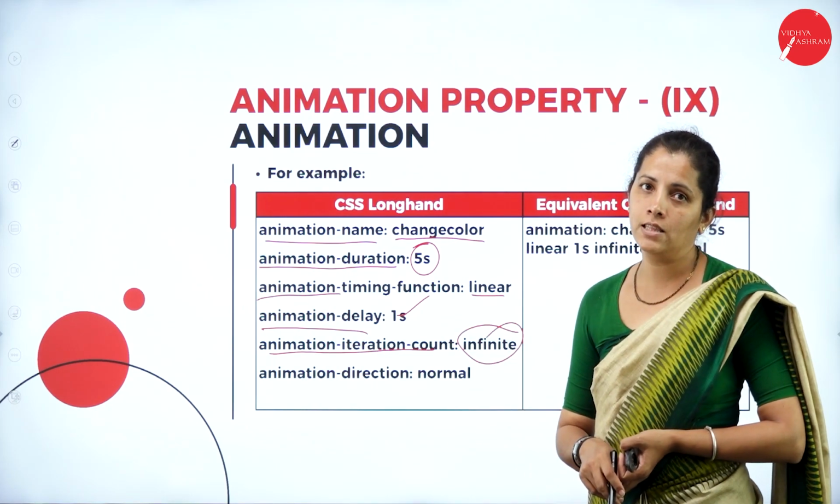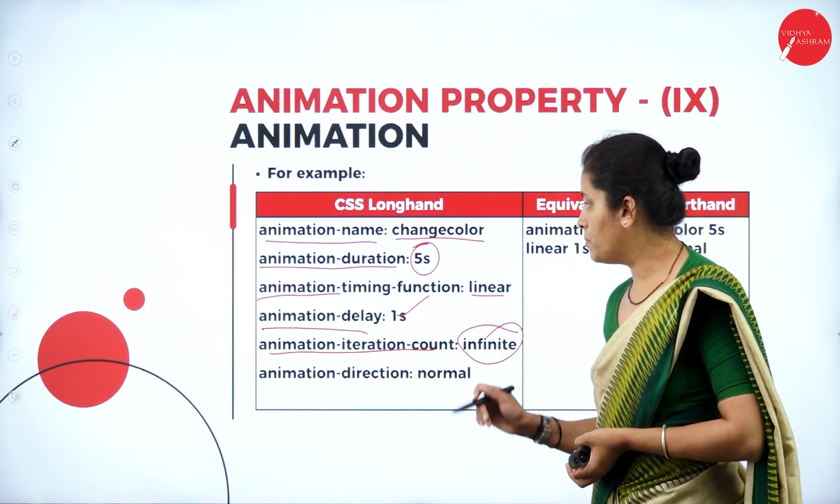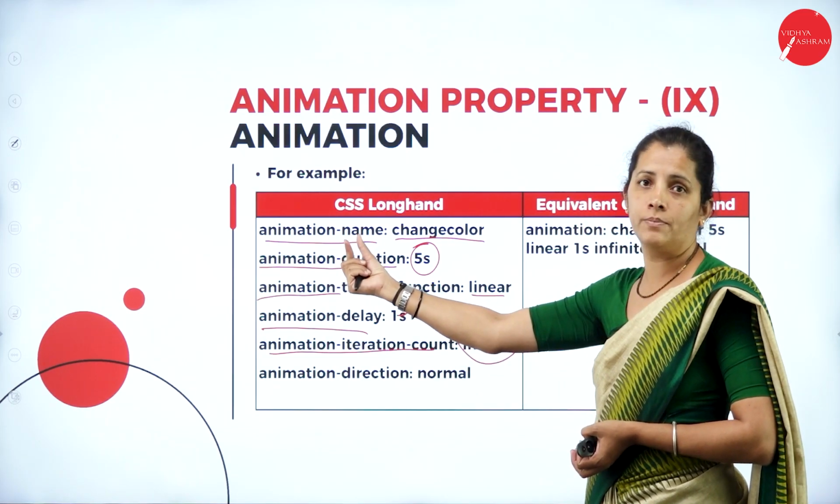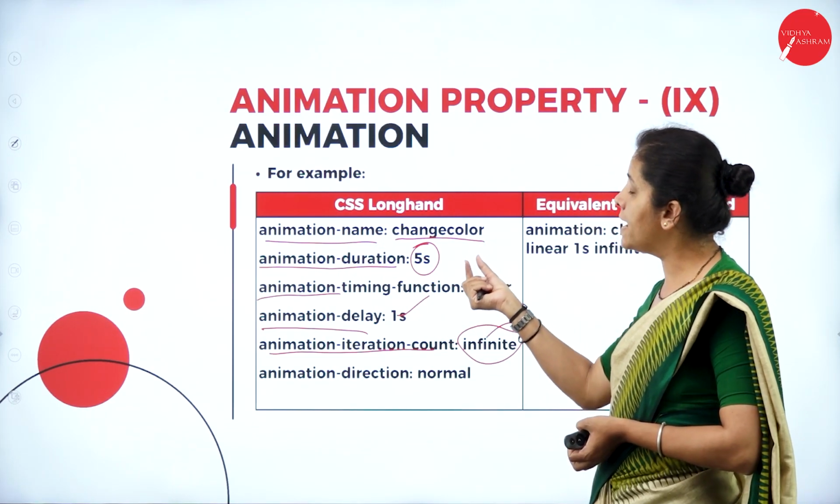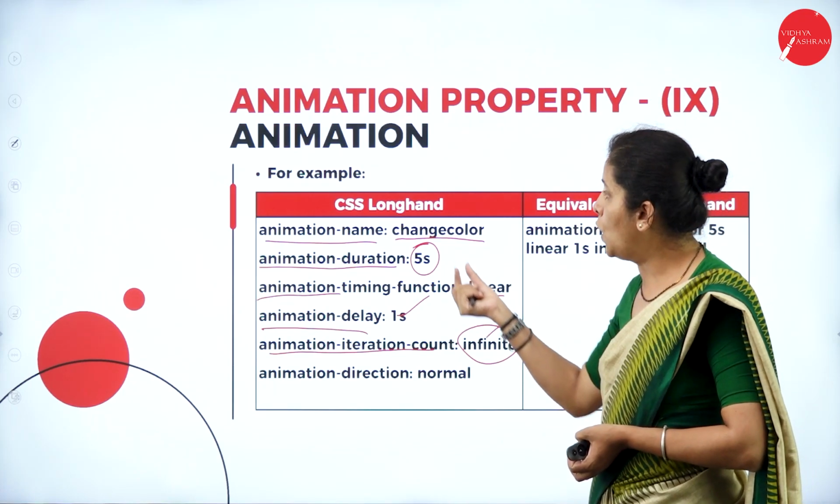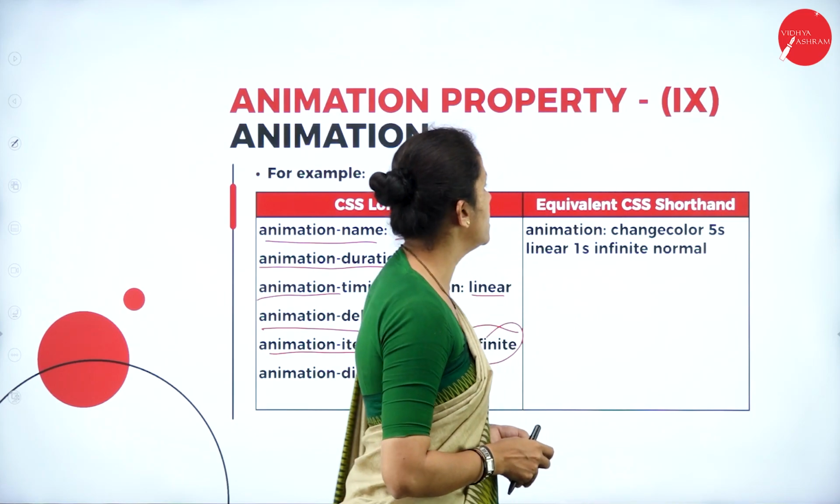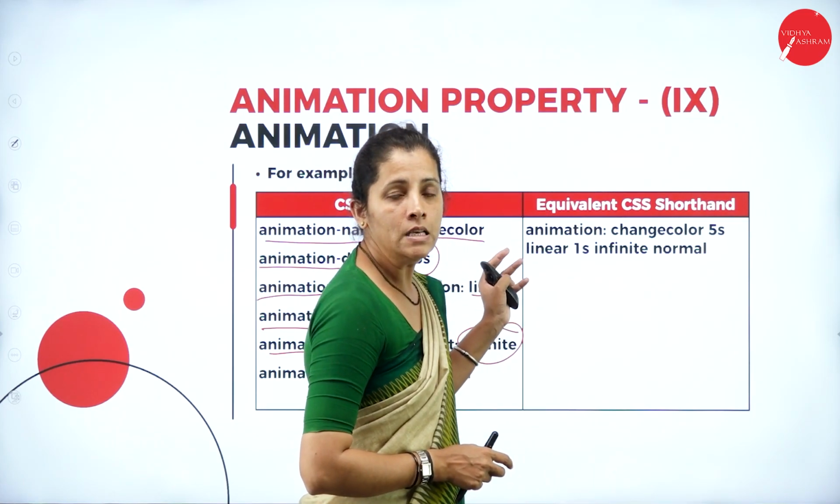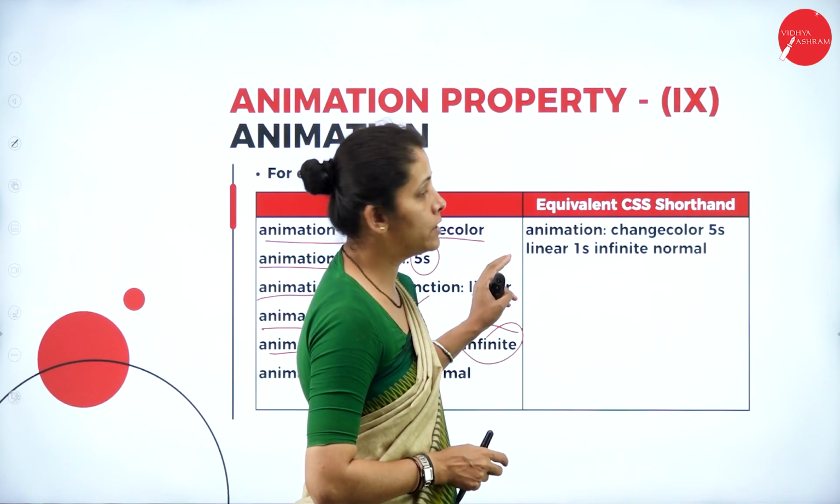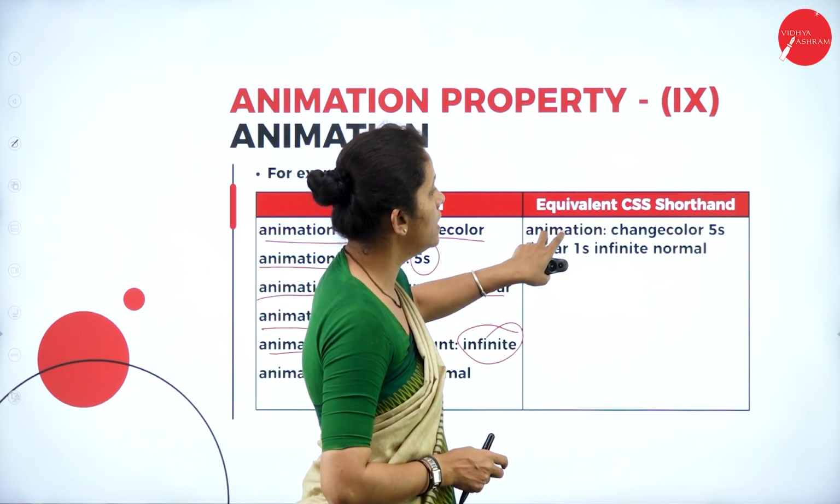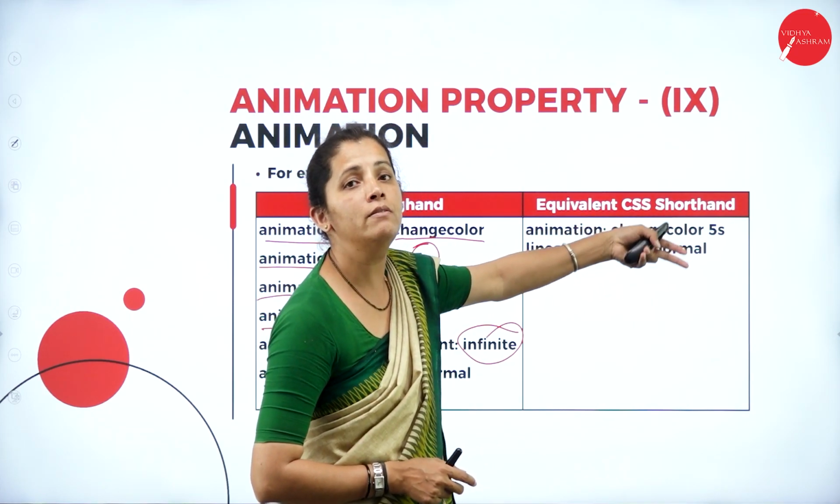Animation direction is nothing but the normal. So for each property, I'm going to specify the value, which is called longhand. And what about shorthand? For a single property, I'm going to specify multiple values.